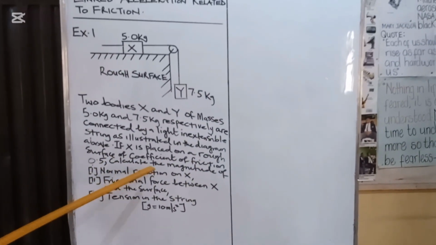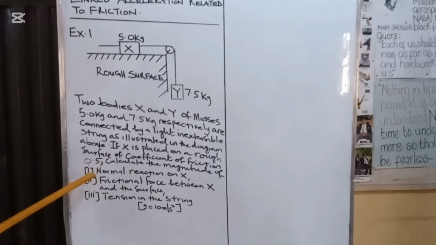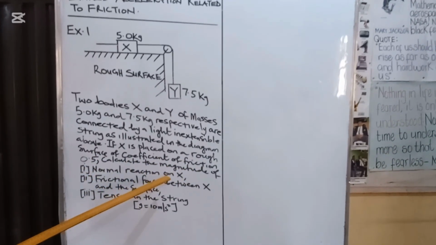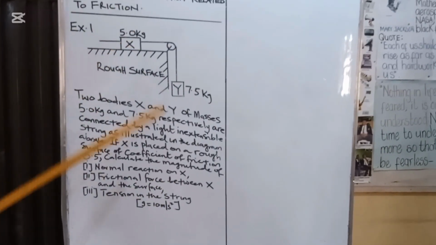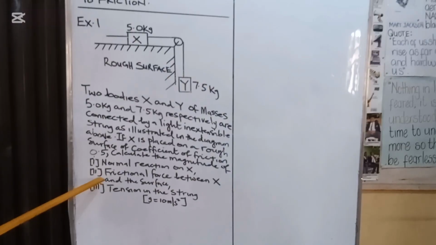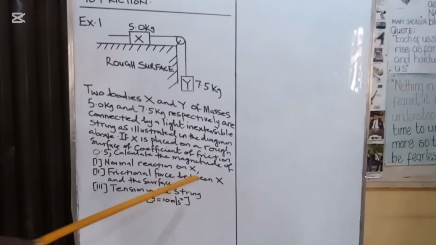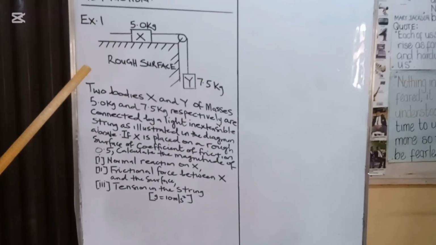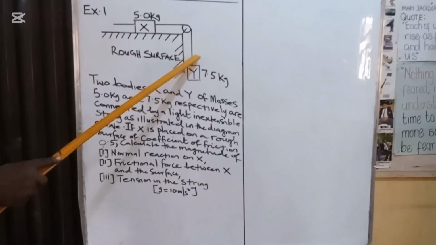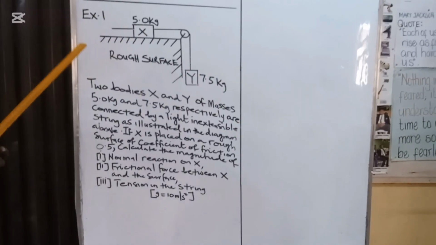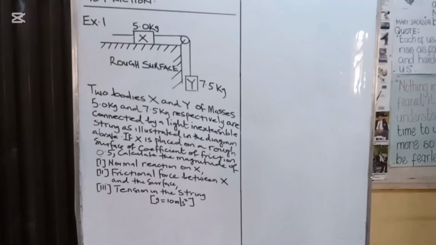They ask us to calculate the magnitude of one, the normal reaction on x, two, the frictional force between x and the surface, and lastly three, the tension in the string. Now let's look at this problem together.